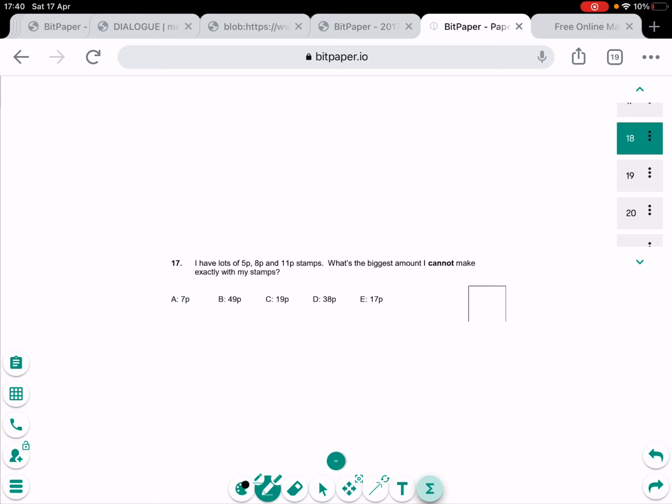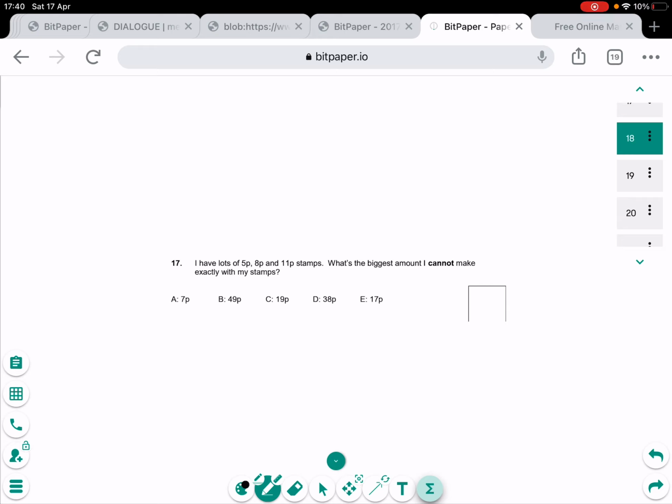I have lots of 5p, 8p and 11p stamps. What's the biggest amount I cannot make exactly with my stamps? I don't really get what this question is trying to ask. If you think of it, what's the biggest amount I cannot make exactly with my stamps?